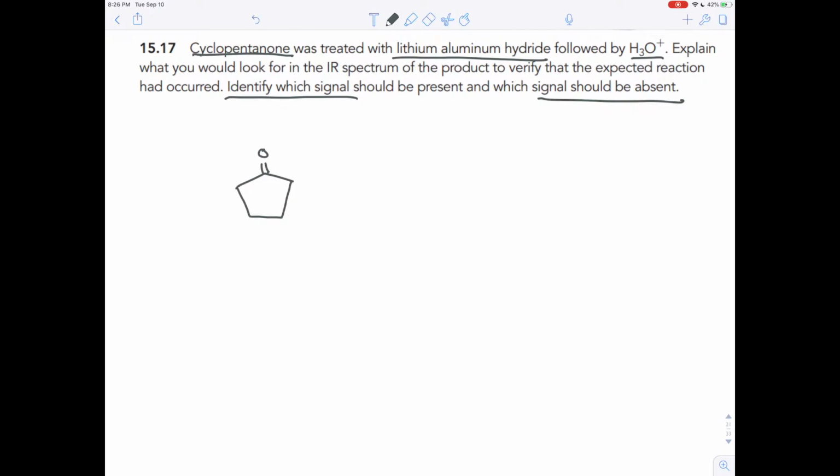Alright, so that's cyclopentanone, and we're going to react that with lithium aluminum hydride. Now, you see lithium and aluminum, and instantly your first thought should be, oh my gosh, metals. These things are not going to be electronegative. They're going to give their electrons to whatever is left. Hydride, hydrogen. And that's going to act as a nucleophile.